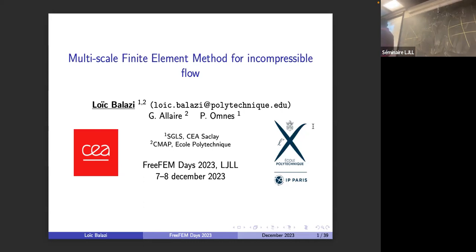Thank you for letting me present the work that I am doing in my thesis. We use the multi-scale finite element method for incompressible flow. I work with Grégoire Allaire at Polytechnique and Pascal Innes at CEA, and with the help of Frédéric Hecht and Pierre Jolivet for the implementation.